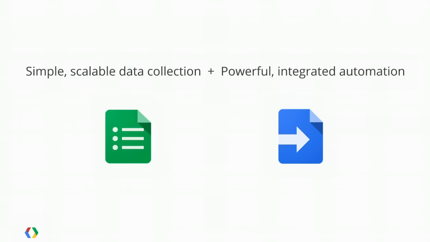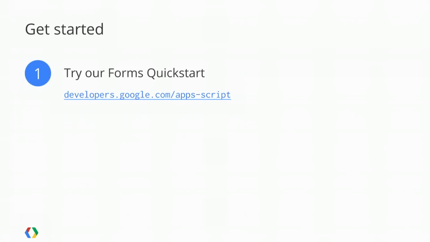So I'm sure you're all as excited about this as we are. And you're probably wondering how you can get started. So yesterday, we put up a Forms Quick Start. It's an easy 5-minute tutorial. If you've ever done any of the AppScript Quick Starts, it should be pretty familiar. And you can get there by going to developers.google.com/apps-script. It should be right at the top of the page when you load it up.